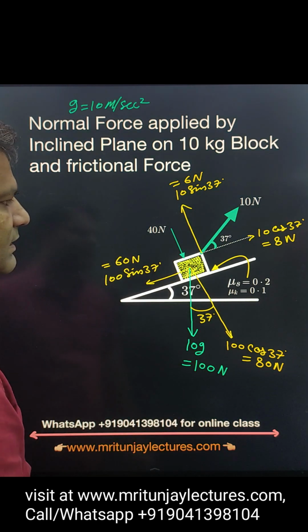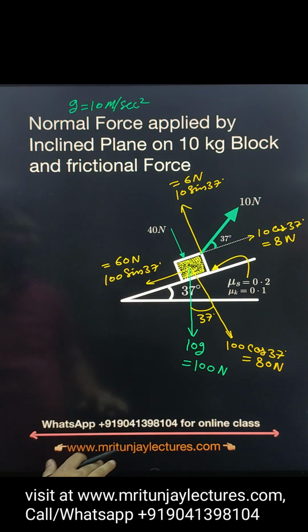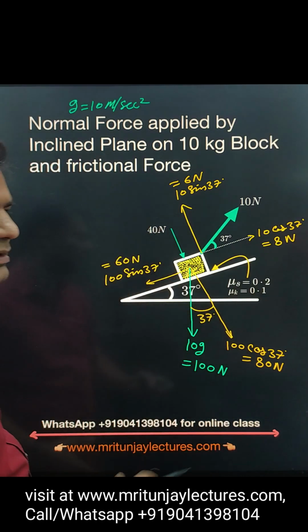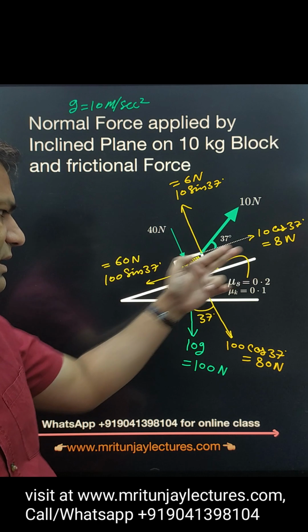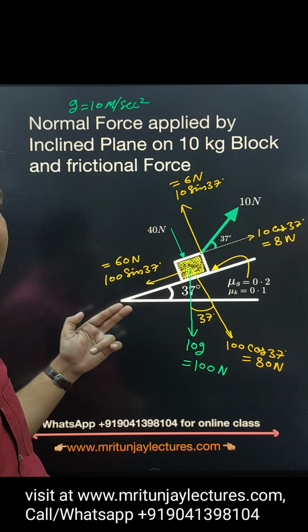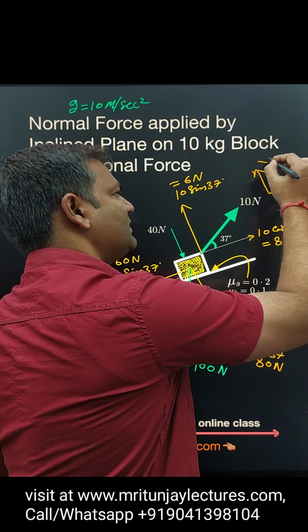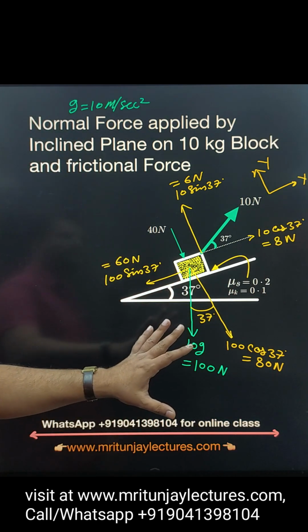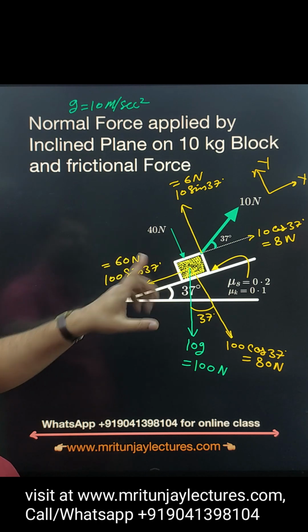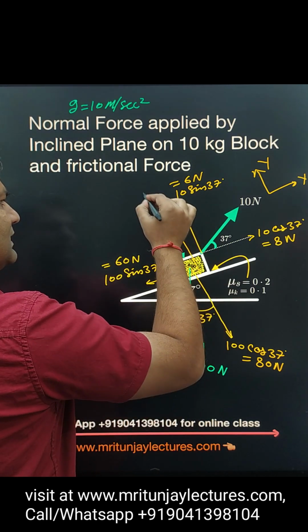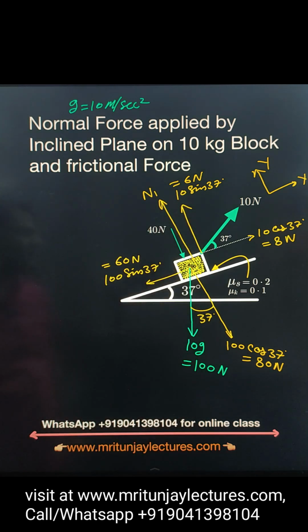Why all forces along this direction and this direction? Because this block is moving only in this direction, or upward direction or downward direction. So all components are along capital X and capital Y axis. All force components along capital X and capital Y, that's why. And the normal force applied by the inclined plane on the block, N1, is represented like that.